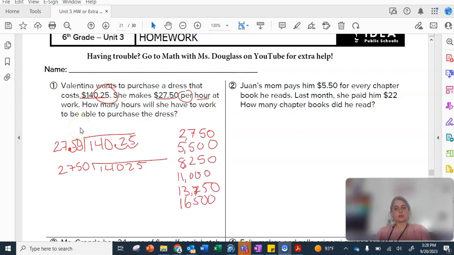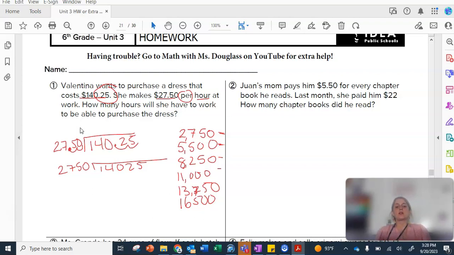Okay, so how I did it was I repeatedly added. I added this plus itself. That gave me this. I added this plus 2,750. That gave me this. I added 8,250 plus 2,750. That gave me this. So that's how I made my own times tables. If you need extra work to show, like extra space to show that work, that's fine. But now I'm going to count.